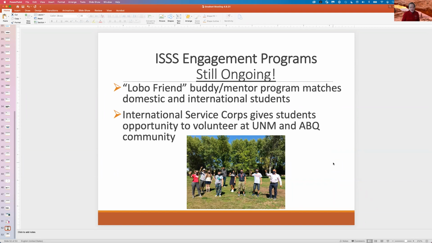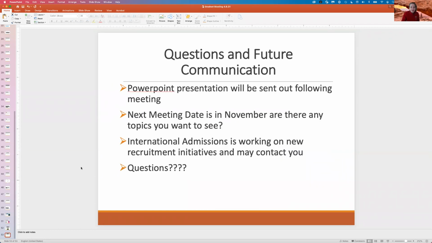So that program continues, and we will be asking new students to sign up. And then we also have this International Service Corps, which we put on hiatus this semester, but it will continue in the fall, which gives students an opportunity to volunteer at UNM and in the Albuquerque community. And frequently what they're doing is classroom presentations on their country so that they're sharing information about their culture. And so again, as I said, I'll send out the PowerPoint presentation after this meeting.